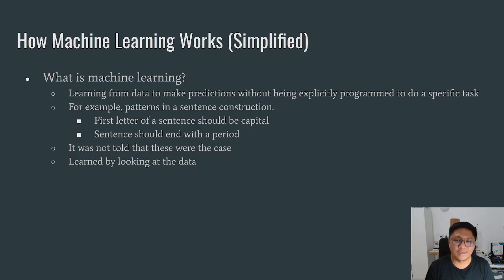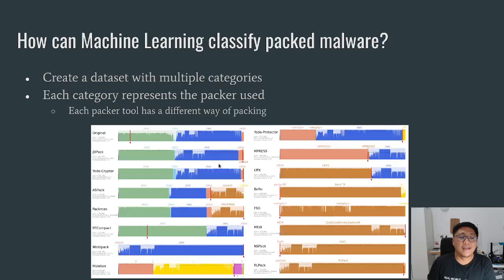There's no punctuation at all. Maybe it ends with an exclamation point. So even if there are variations within these rules, it can still be able to see these patterns. It can be able to learn these patterns, which is great.